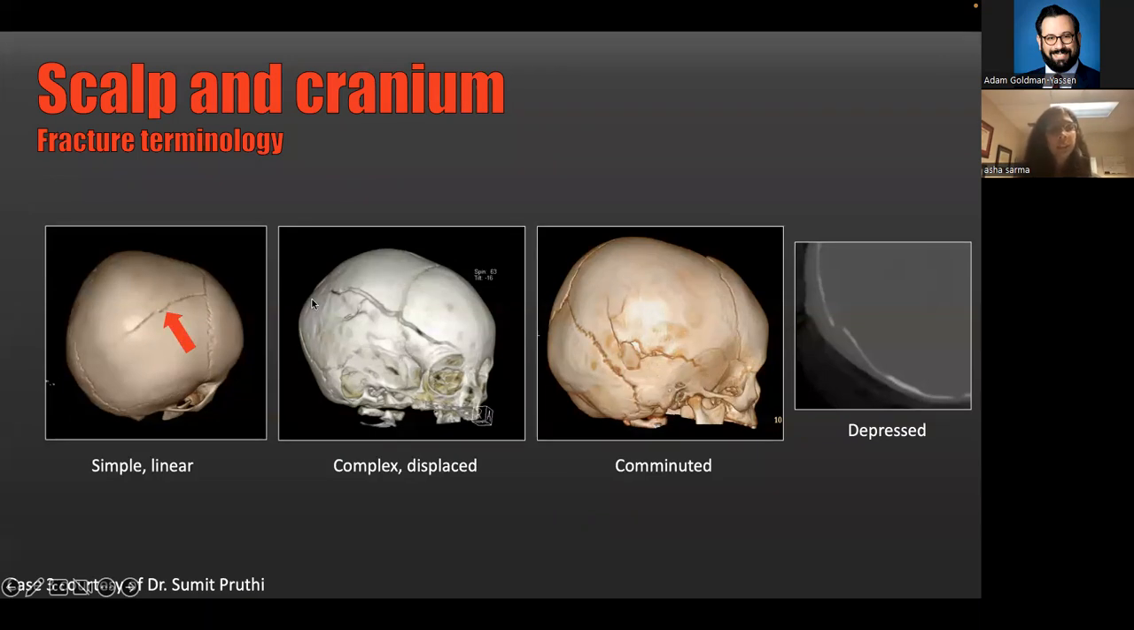When you get into the more complex ones, this is a complex fracture with some widening. You can see it's got 3 terminal ends and it crosses a suture. We'll talk about that again in a second. Here's an example of a fracture with more than 2 terminal ends. It crosses the squamosal suture and it's comminuted. It's got this displaced chunk right there. And here's an example of a depressed fracture with more than 3 millimeters of depression.